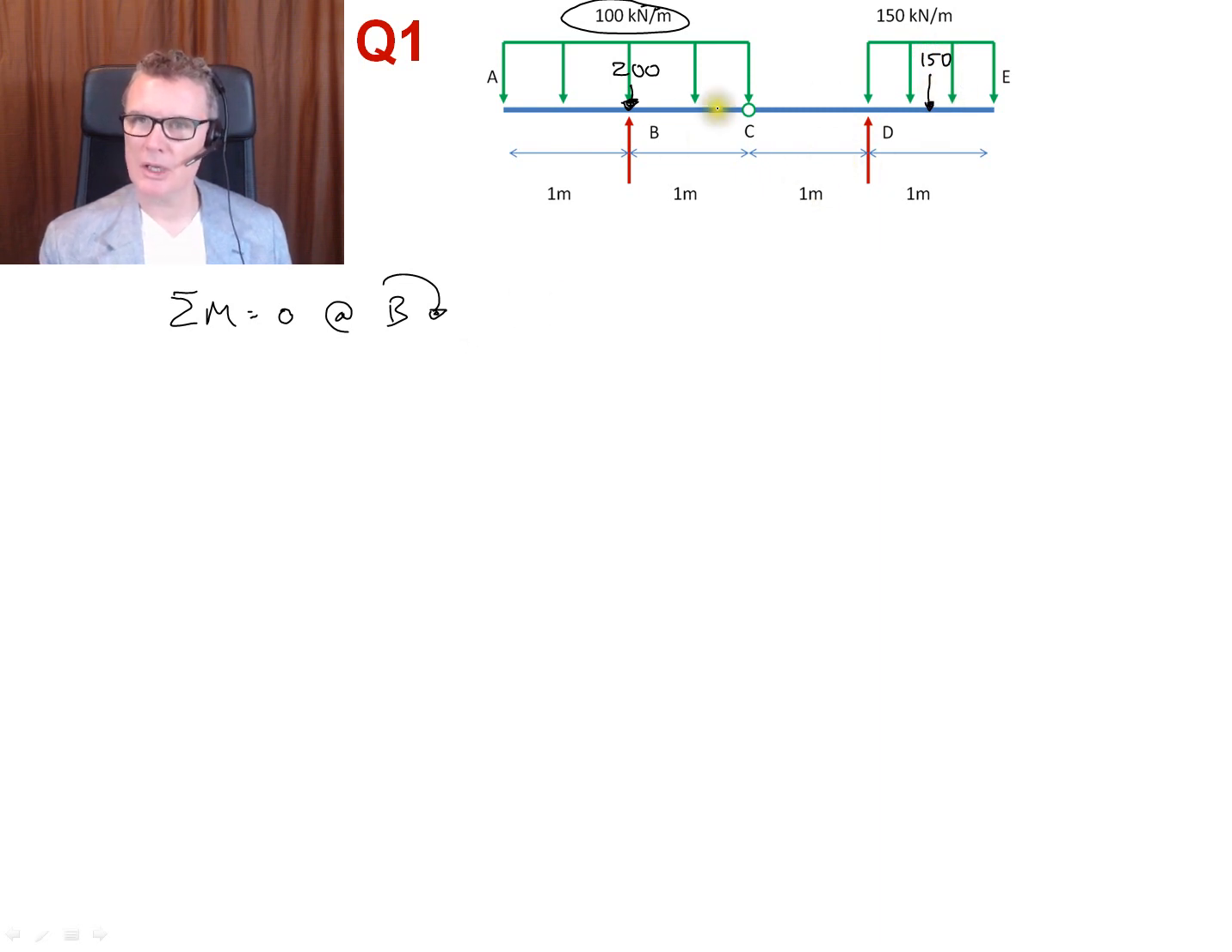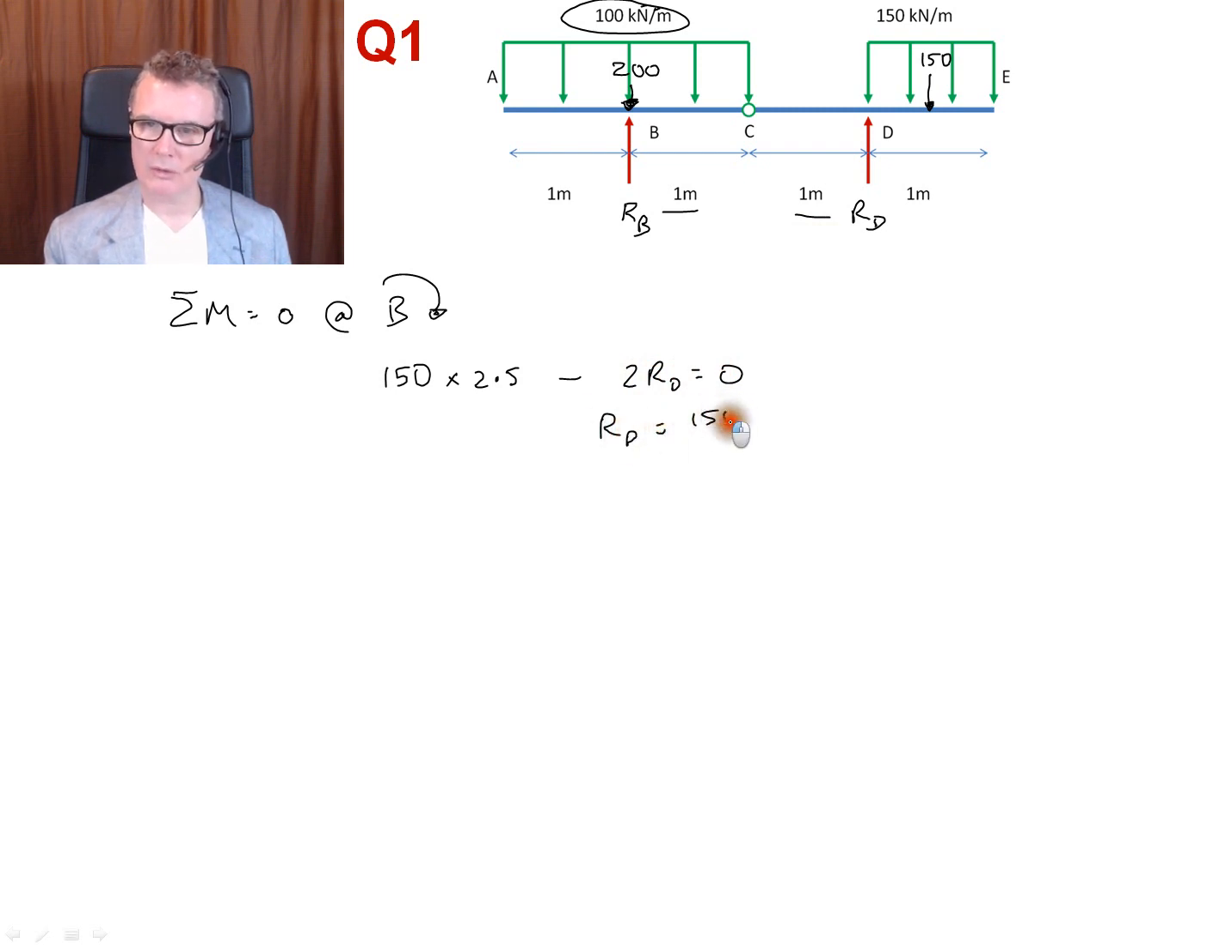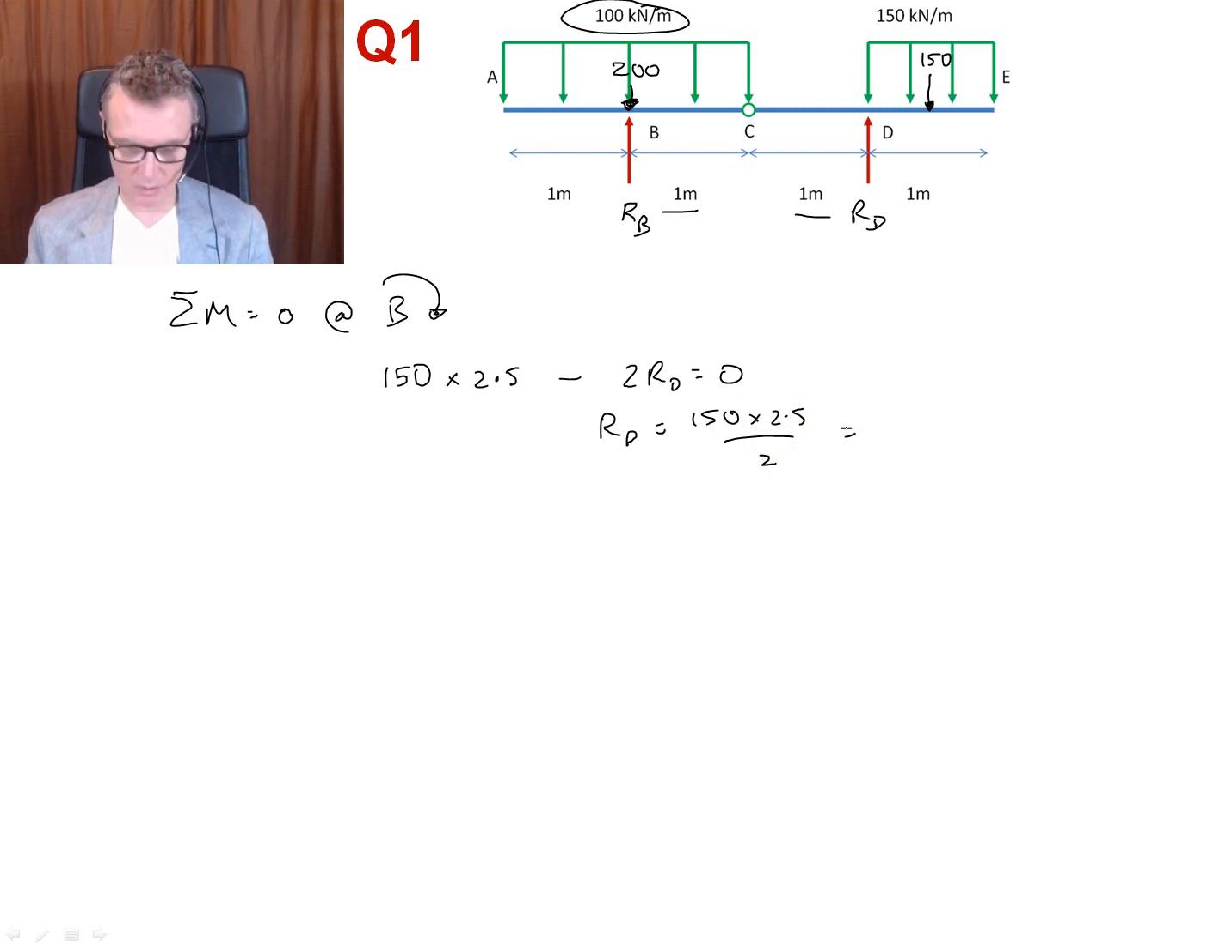So we take moments using these two concentrated loads. What are we going to get? We're only going to get the 150 here. So 150, and what's its length? 1 meter, 2 meter, half of 1 meter, so a total of 2.5. And then we're going to have this reaction RD going in the opposite sense. So that would be minus 2 times RD equals 0. So RD equals 150 times 2.5 divided by 2. Let's stick that in my calculator. 150 times 2.5 divided by 2 gives me 187.5, and that's in kilonewtons.